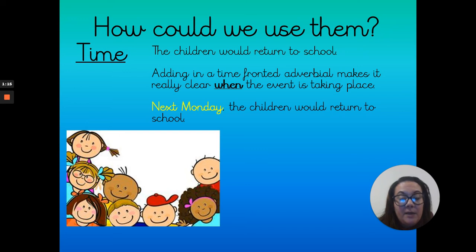So how can we use them? Let's have a look first of all at fronted adverbials of time. You've got a basic sentence here to begin with. The children would return to school. Now, if you add a time-fronted adverbial in, it makes it really clear when the event takes place. So I have put a fronted adverbial prior to the rest of the information. So I've put next Monday, comma, the children would return to school. It's the same information. I've just made it a lot clearer as to when it's going to take place. By using that fronted adverbial, it's allowed me to be more precise. So that's a fronted adverbial of time. Remember, there are lots of them.